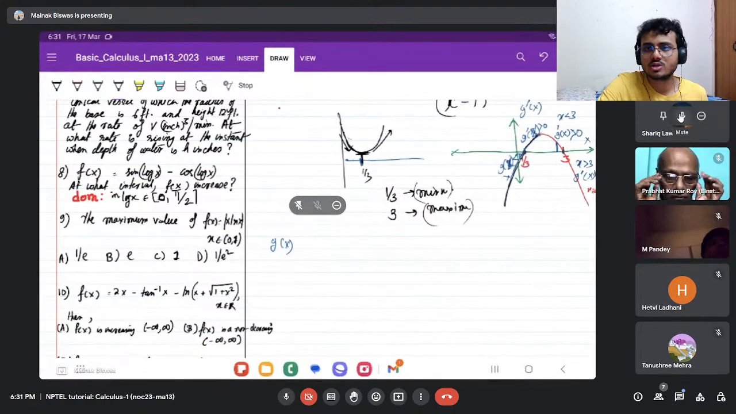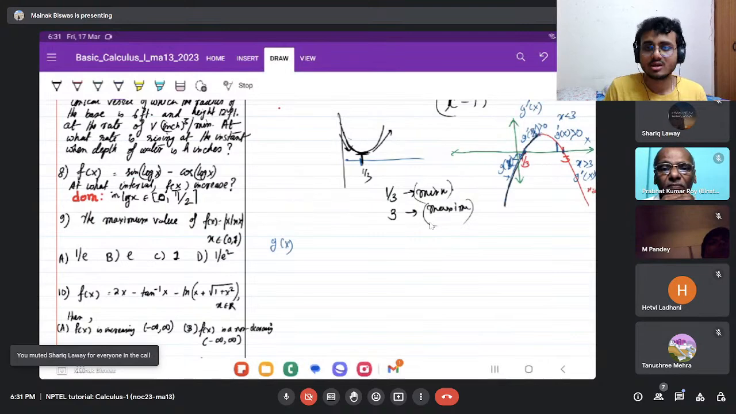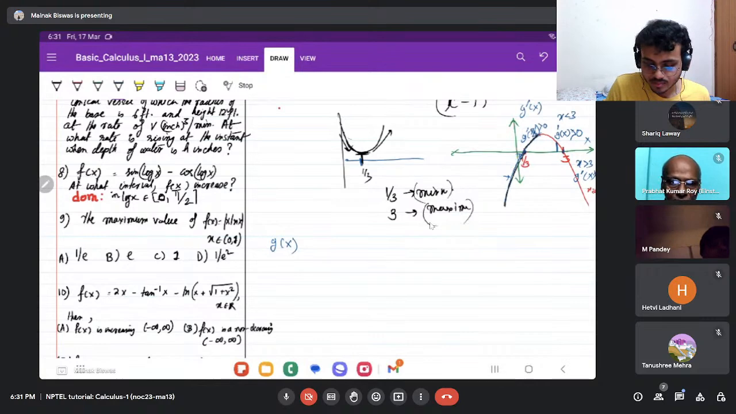So I hope you understood that whenever you have a lot of calculation and you are able to find the graph of the derivative, you're done. You don't need a second derivative test. I hope this will be helpful in many cases, just from the first derivative.